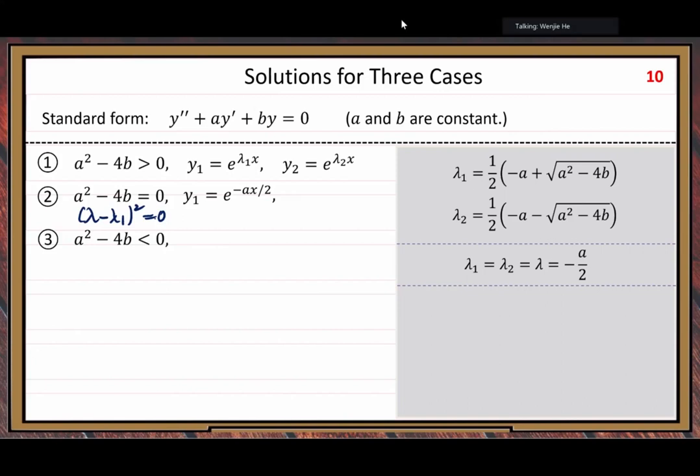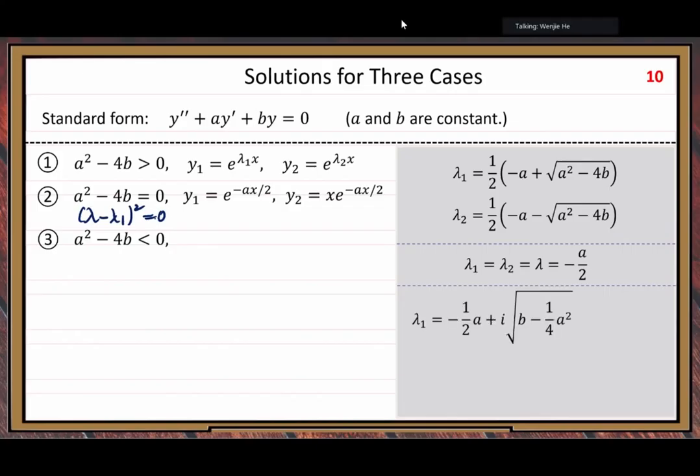But for the second solution, y2, you don't know how to write it. The y2 is in this way: x times the y1 solution. You get y2. You can verify it by plugging it into the original ODE. So also easy. All right. Then let's look at case number 3.